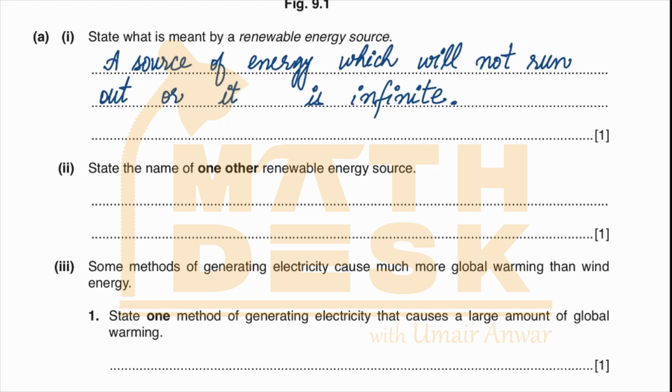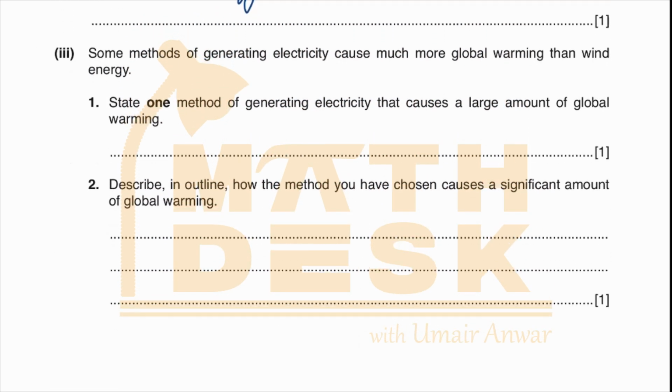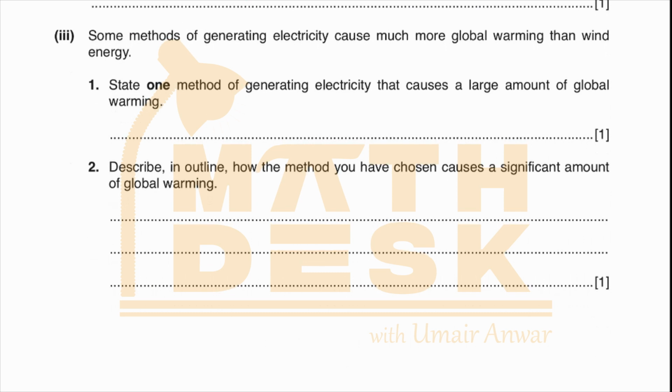State the name of one other renewable energy source. So, solar energy is one other form of renewable energy that we can write here. The next part says some methods of generating electricity cause much more global warming than wind energy. State one method of generating electricity that causes a large amount of global warming.